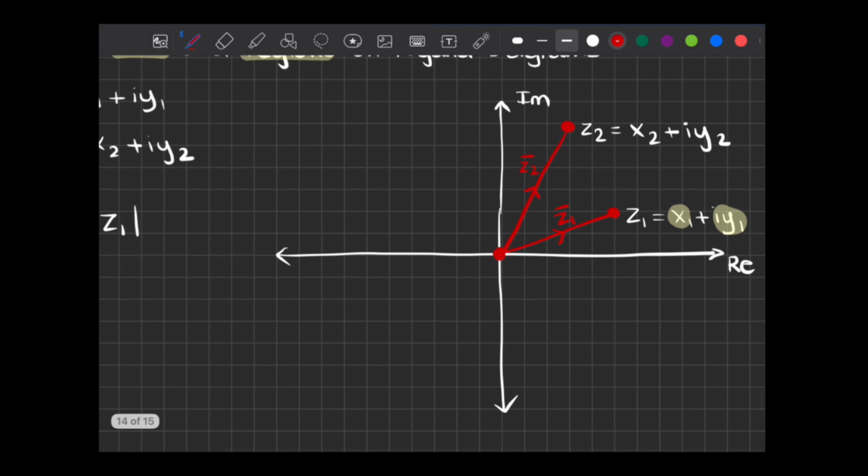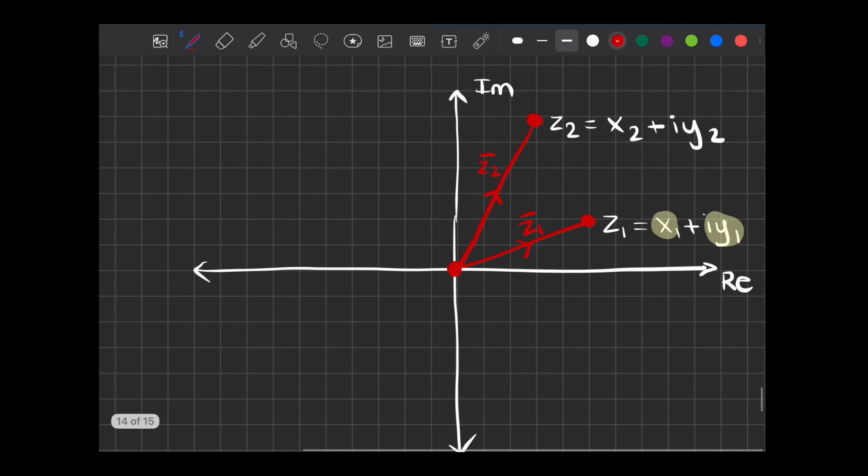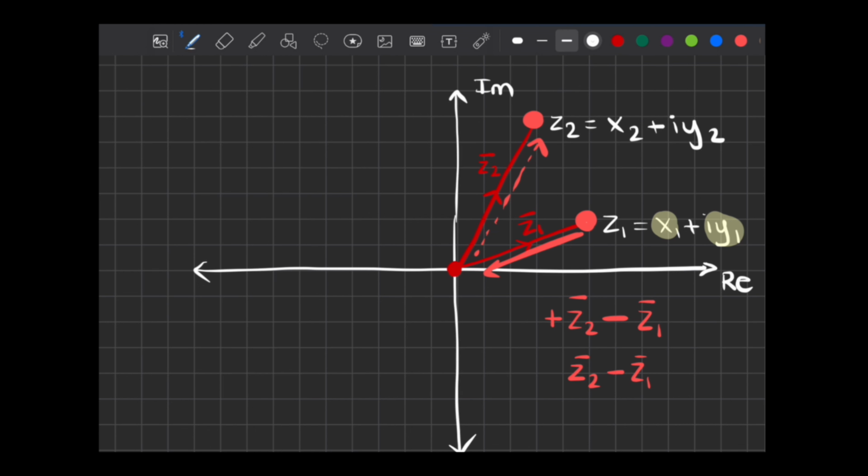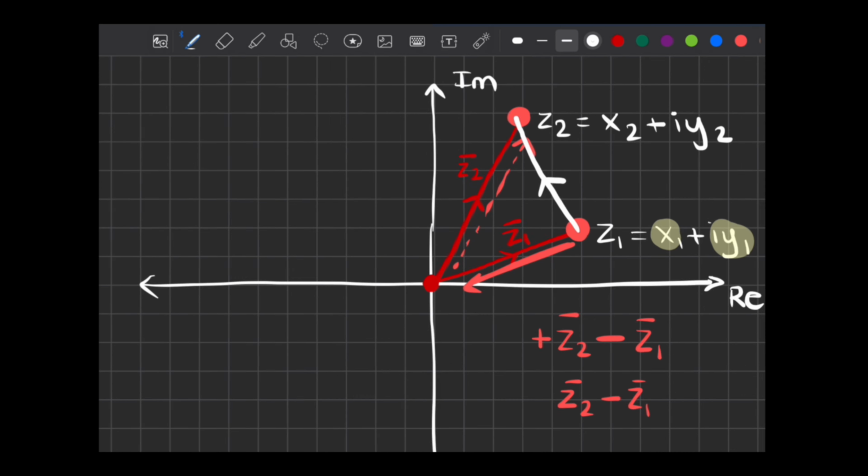Now let's draw what z2 minus z1 would be. What vector would that be? So in order to get from point z1 to z2, we need to go along the negative z1 direction and then in the positive z2 direction. So we went positive z2, negative z1, which is just the vector z2 minus z1. And if we draw that vector, it looks like the vector that goes from the point z1 to z2. So this vector is z2 minus z1.